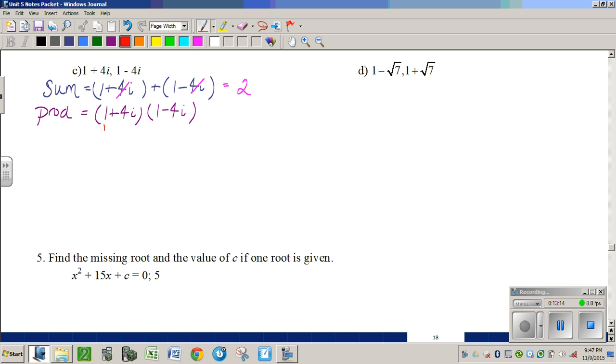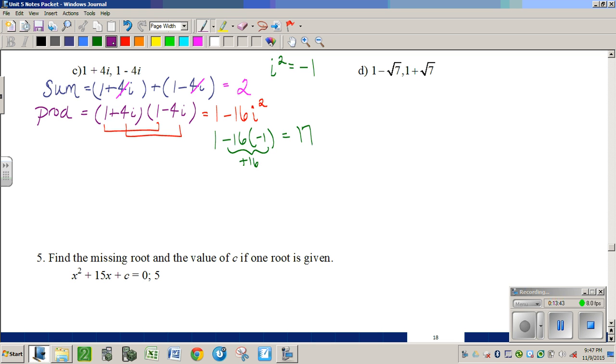So we only have to multiply the first terms and the last terms. So we get 1 minus 16i squared. Alright, folks, last unit we learned that i squared was equal to negative 1. So this is really going to be 1 minus 16 times negative 1. So we got 1 plus 16 here. That's positive 16. So that's going to give us 17 for the product.